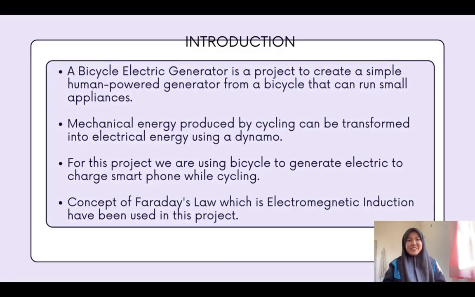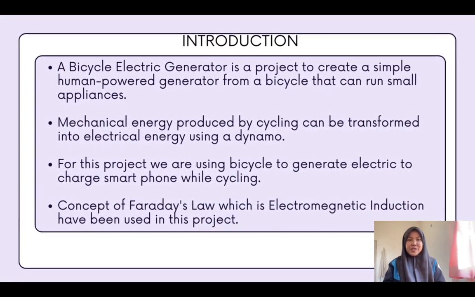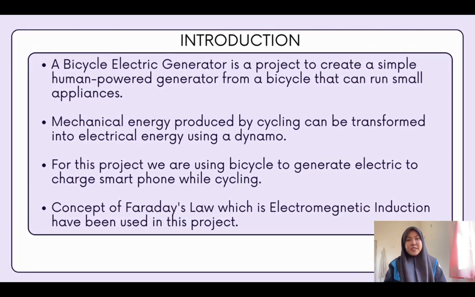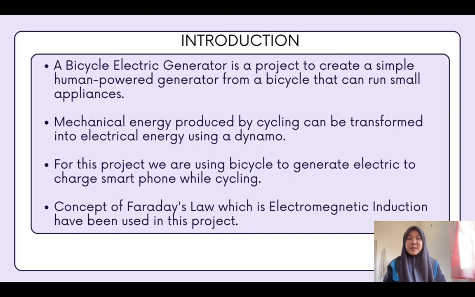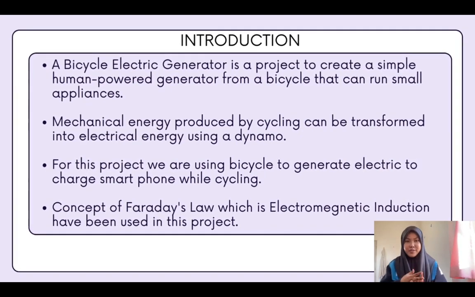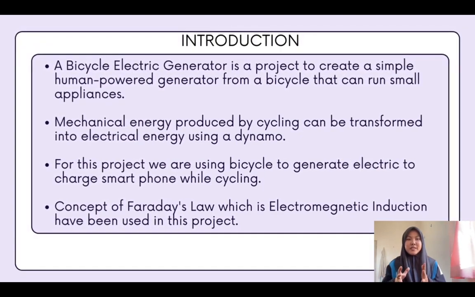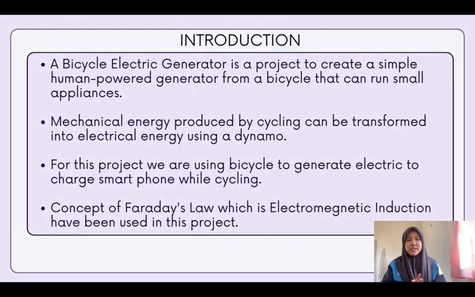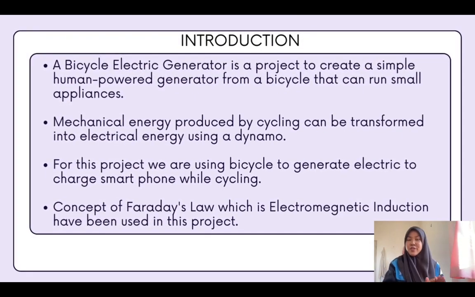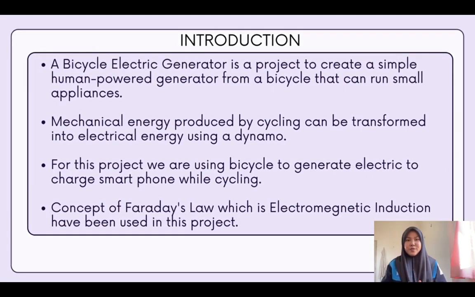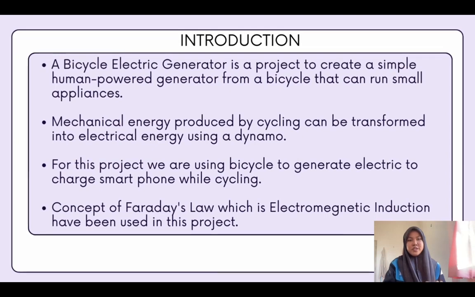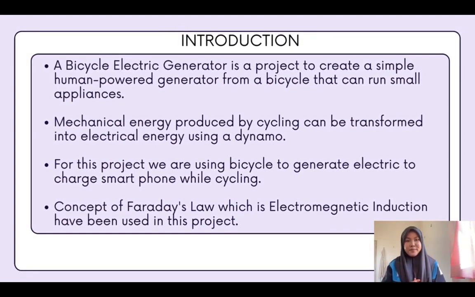A bicycle electric generator is a project to create a simple human-powered generator from a bicycle that can run small appliances such as light bulbs, laptops and cell phones. Mechanical energy produced by cycling can be transformed into electrical energy by using a dynamo or DC motor. For this project, we are using a bicycle to generate electricity to charge smartphones while cycling.